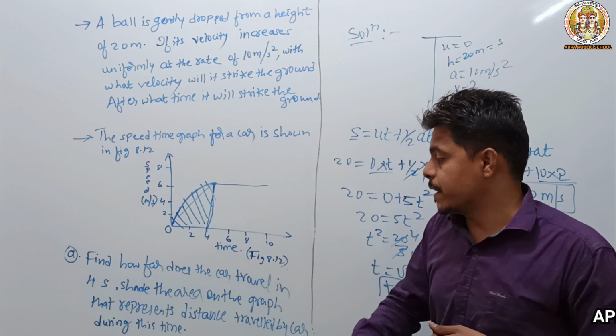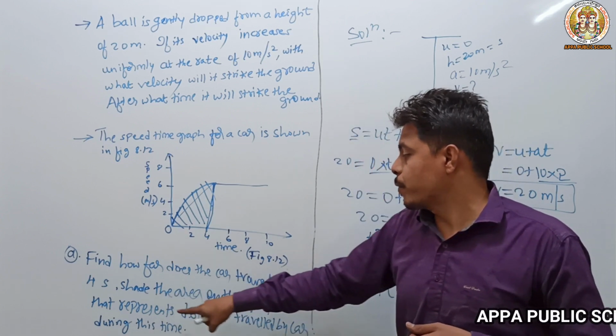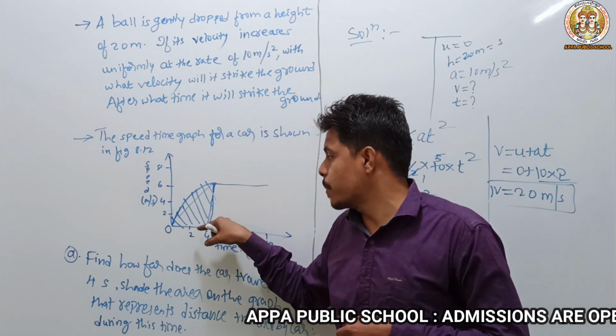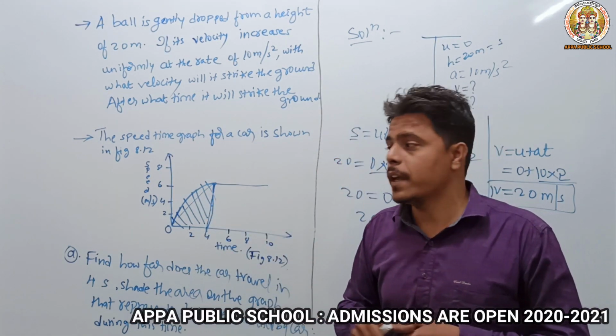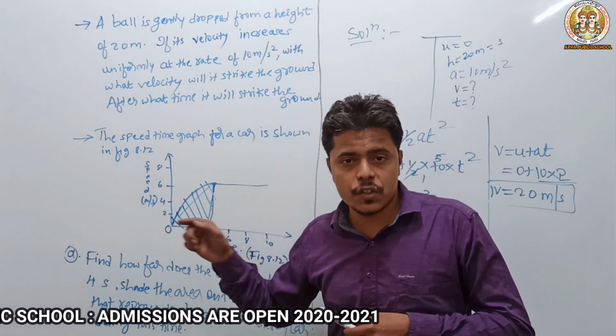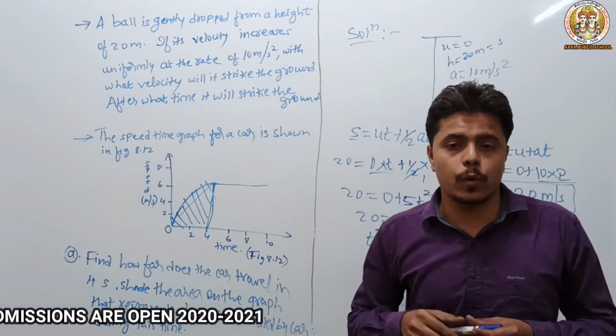What did the question ask there? Shade the area on the graph that represents the distance traveled by the car during this time. So this shaded region is nothing but what we are going to use to find the distance. Here we go with the solution.